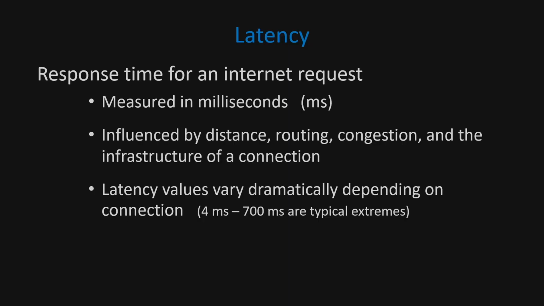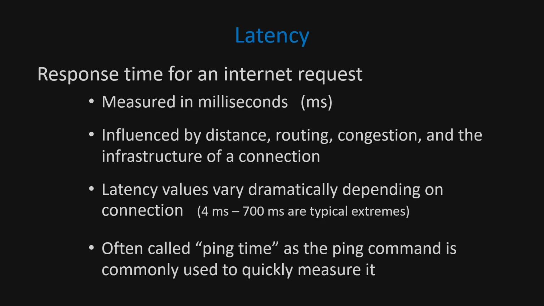Latency values can vary quite a bit depending on the infrastructure and congestion on the internet. An extremely fast response might be in the 4 millisecond range, whereas 700 milliseconds is not unusual for someone that's on a legacy geosynchronous satellite system. Some speed tests will refer to latency as ping time. This is due to the fact that the ping command has been historically used to measure latency.